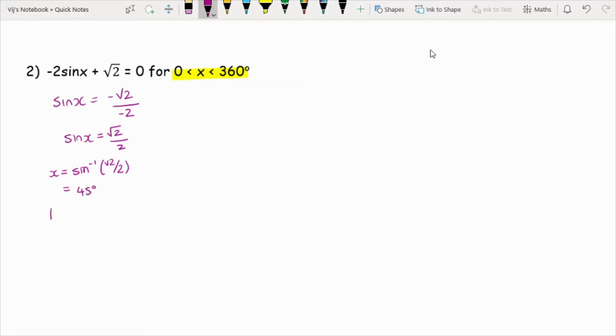So working with the sine graph, I'm going to do a quick sketch of the sine graph between the range of 360. That's pretty poor, so let's try that again.